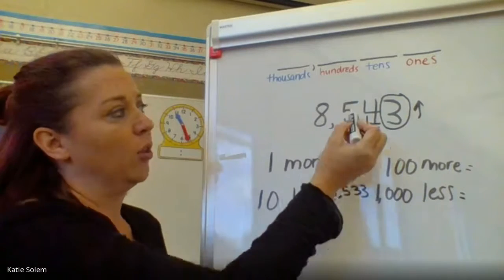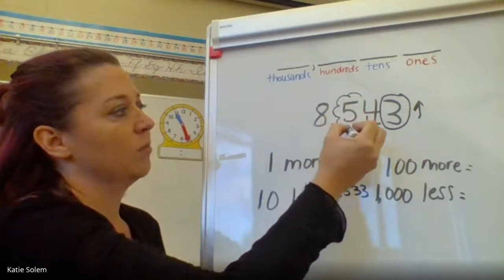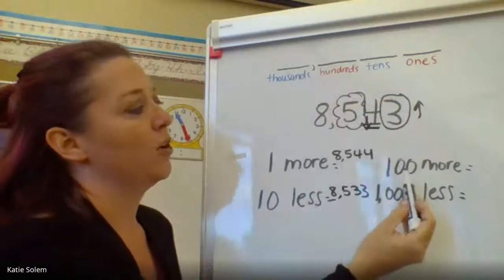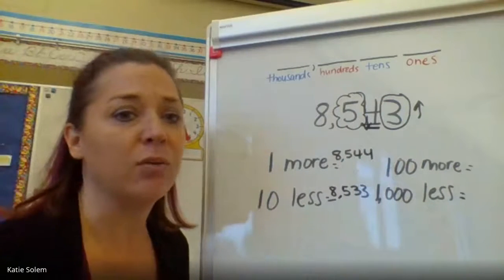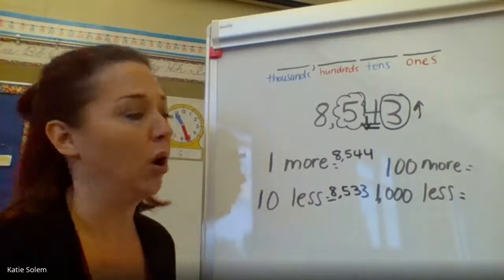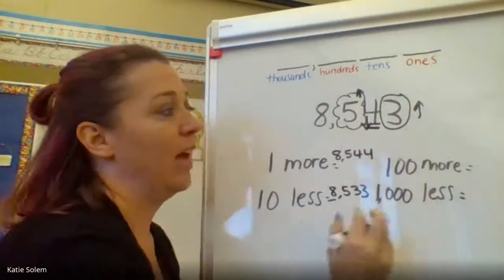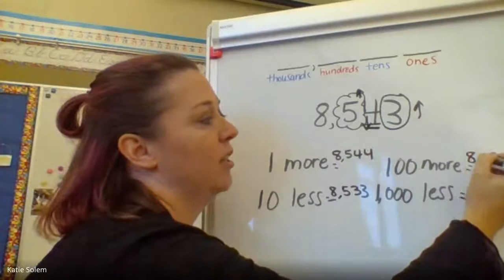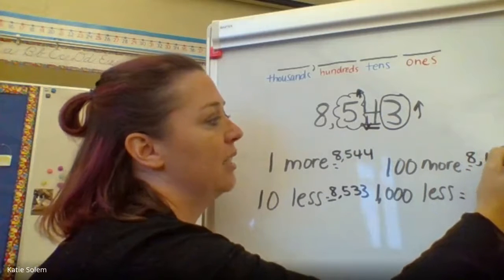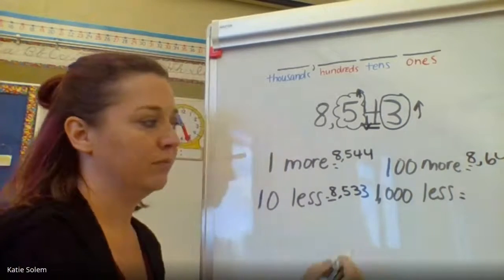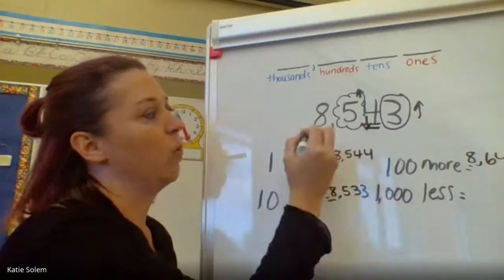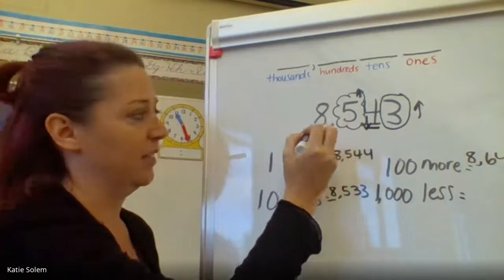What if I wanted to go all the way over into the hundreds? I know I have 500 right now, but what if I wanted to find what number would be 100 more? Well, 100 more than that would bring that 500 up to 600. So we have 8,643.